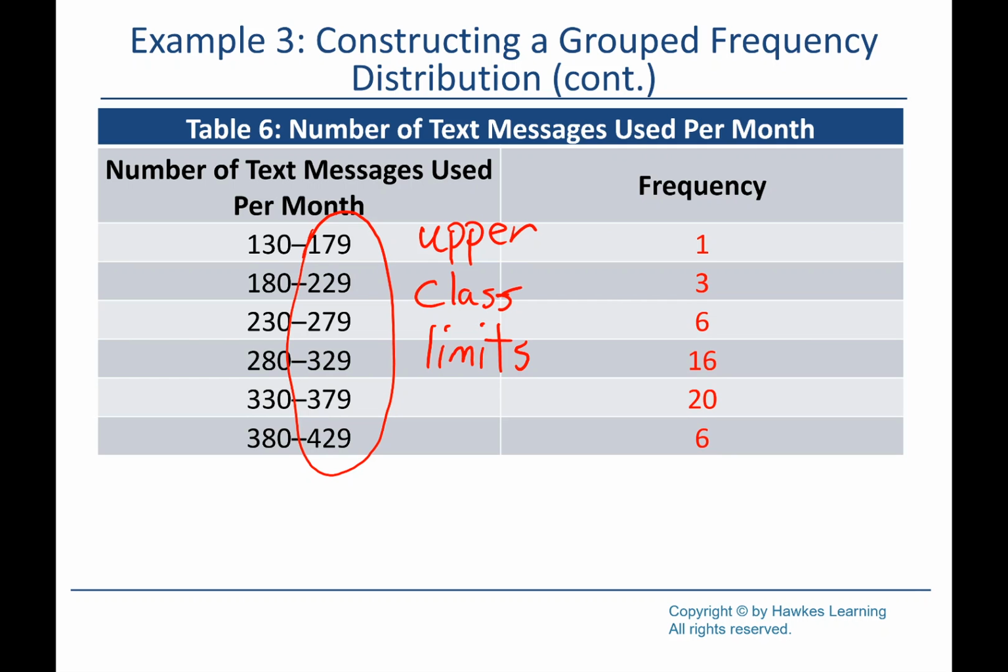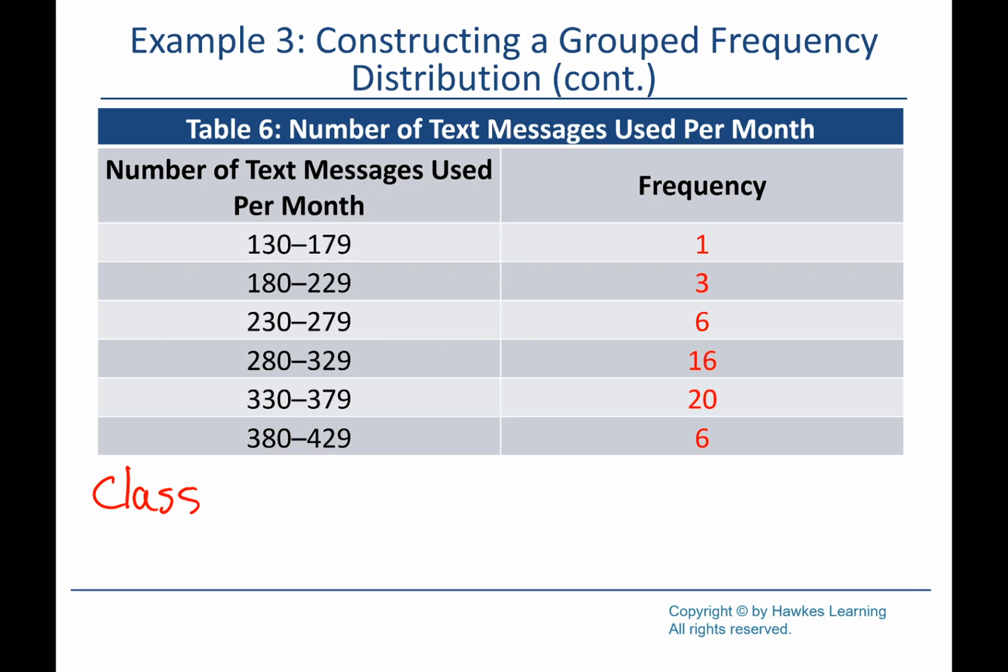Or it could ask you, what's the lower class limit? Those are these values. It's the smallest number that can go in each category. And then one little easy calculation we want to be able to do. We could have a question that says, what's the class width of these classes?